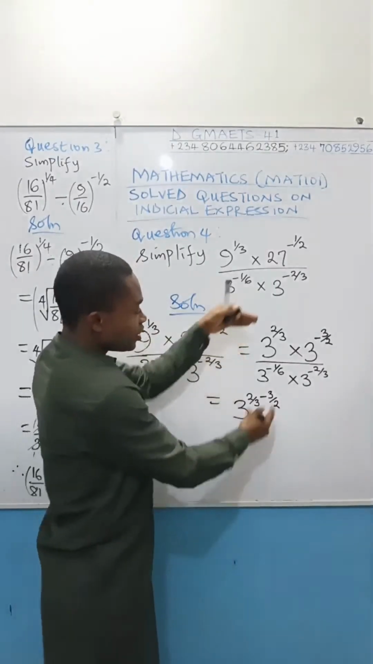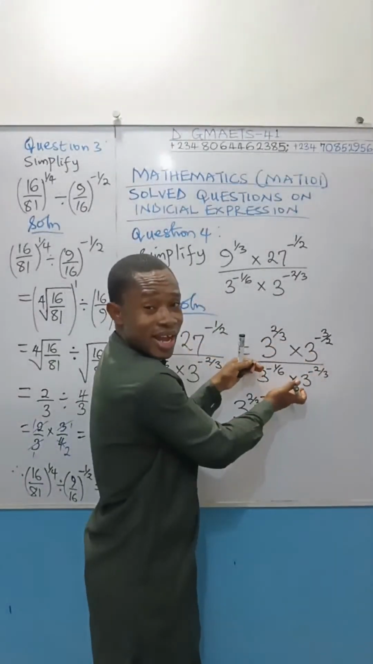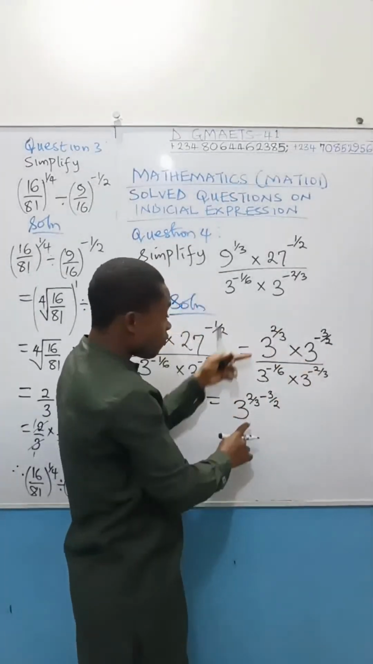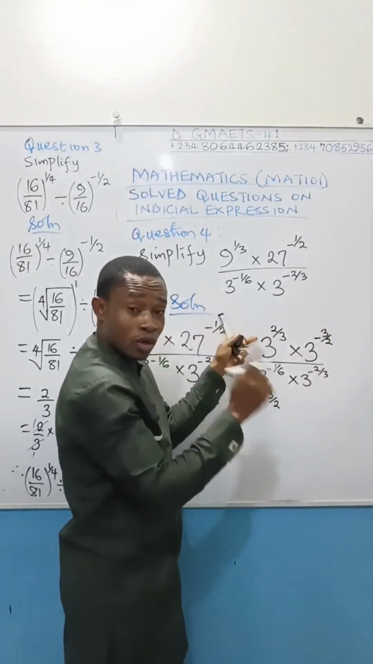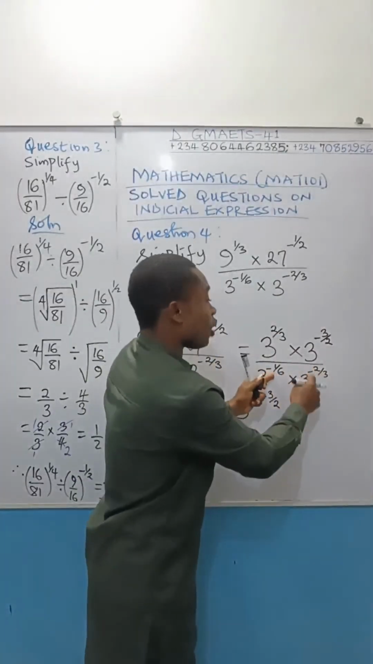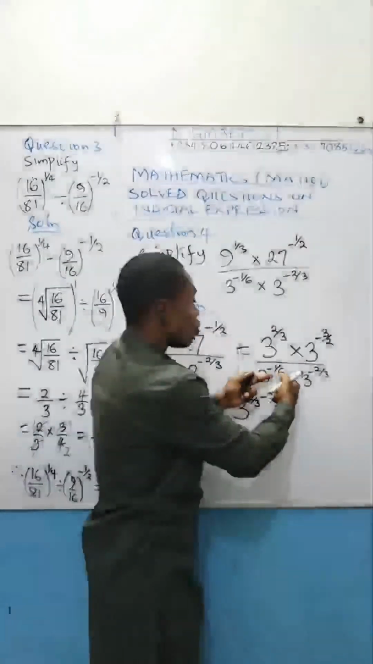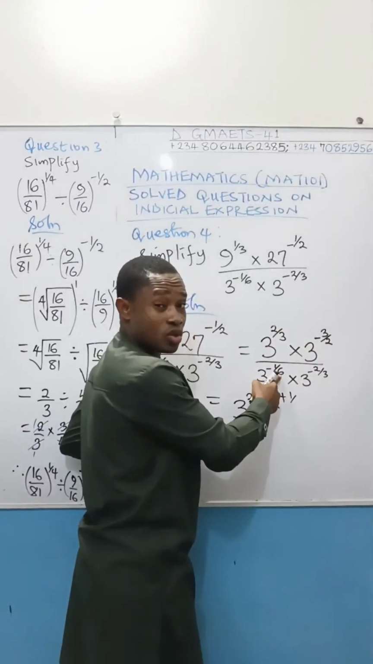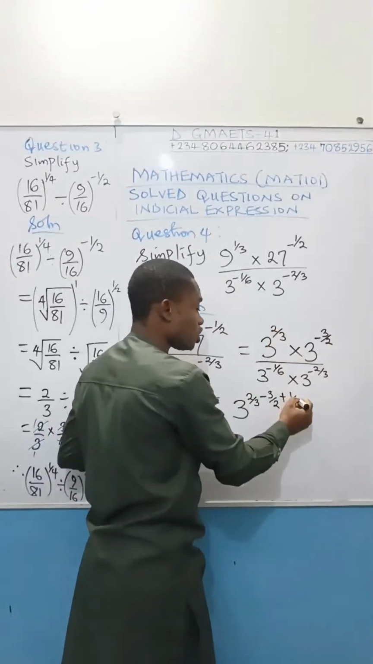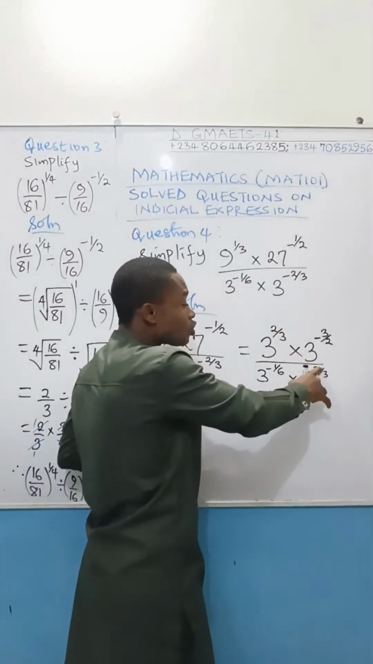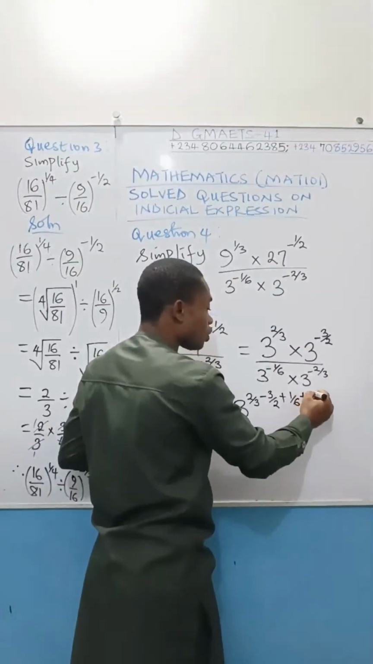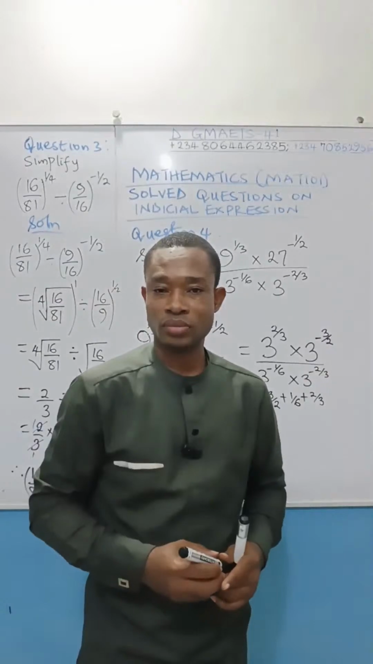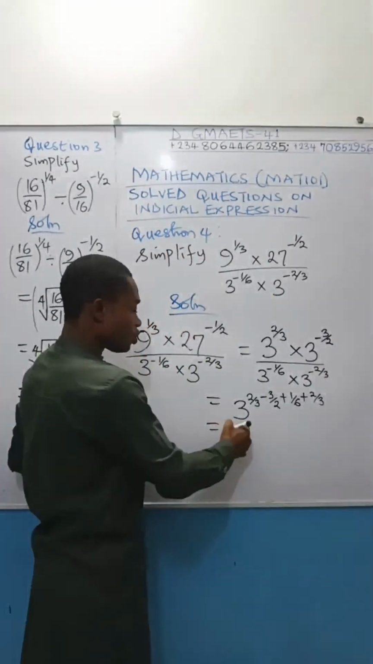Then watch. Since I am dividing by base 3 as well, since you've picked one of these 3s, the powers on that will go up. So minus 1 over 6 will go up. It will change to plus 1 over 6. Then minus 2 over 3 will go up. It will change to plus 2 over 3. Get this done once. This will now be equal to 3.